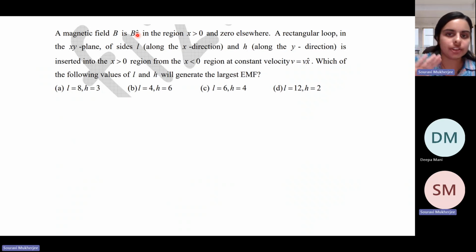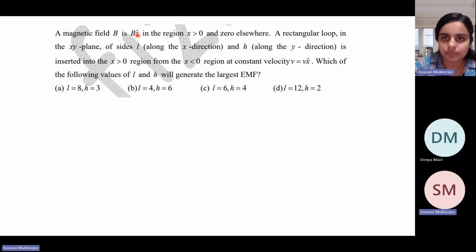See, you want to find the condition for largest EMF, right? When will the EMF be largest? If you look at the expression of EMF, the rate of change of flux has to be maximum. Or in a way, EMF is actually the amount of work done, right? So you have this force term there, force into dl, something like that. That's what we started with, because work done is force into displacement, right?